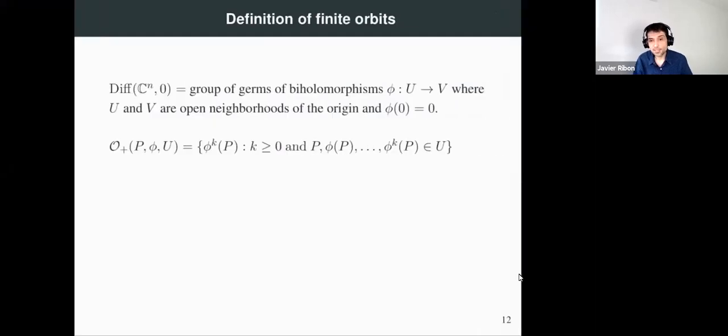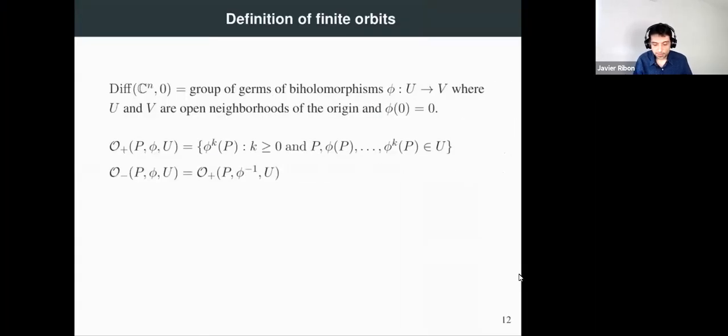Of course, once you have one of these local biholomorphisms, you have to fix a domain of definition, and you can define in this way a positive and a negative orbit in some domain of definition U. So the positive orbit is the set of positive iterates in which we are assuming that all iterates till k are in U. This allows us to define phi to the k at P, and we require that all these iterates of P belong to U.